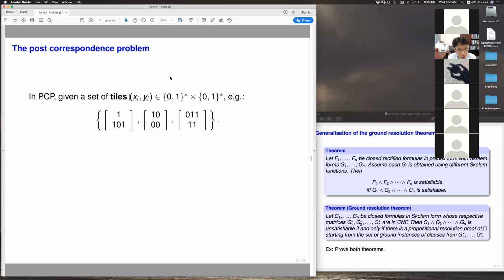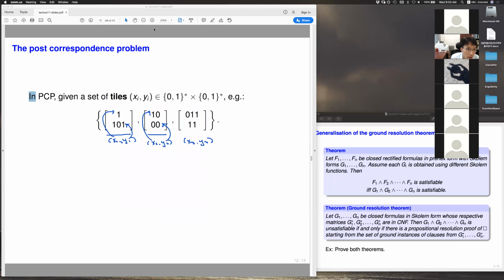Okay, so one instance of the Post Correspondence Problem can be something like this. We have 3 tiles. The first tile is this pair, which is the sequence 1 together with the sequence 0, 1, 0, 1. The second tile is 1, 0, and then 0, 0. So this is x2 and y2. This is x1 and y1. x1 is the top one, y1 is the one below, x2 is this one, y2 is the one below. This is x3 and y3. So in this case, we are given 3 tiles.